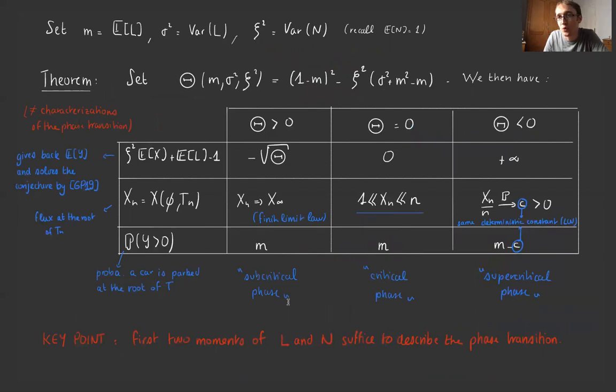In our work with Nicolas Curien, we are able to confirm this conjecture. We set m, sigma squared, and zeta squared for the expectation of L, the variance of L, and the variance of N, recalling that the expectation of N is 1 by criticality.